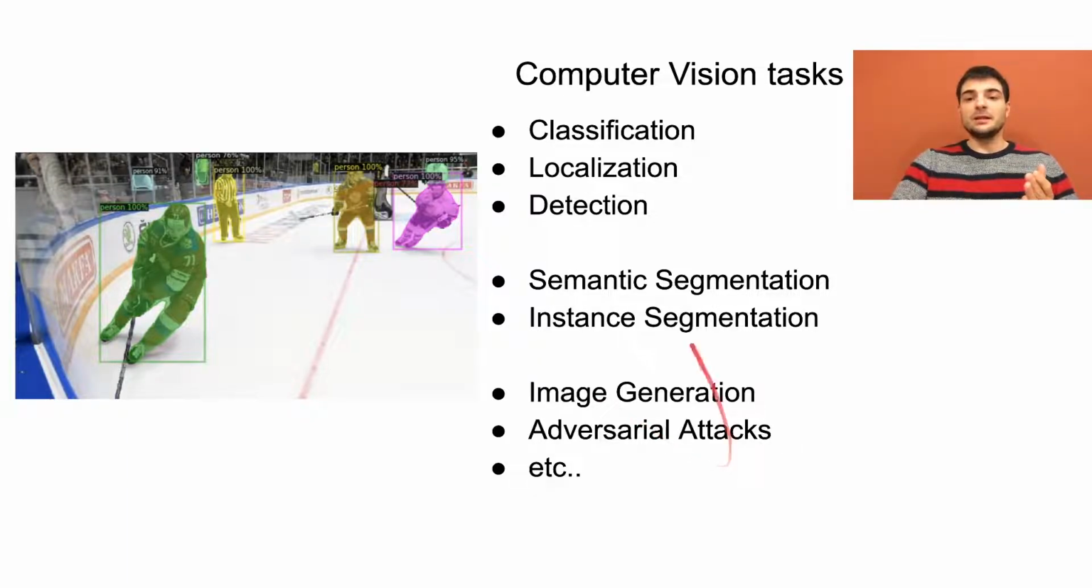Also, there are localization and detection problems. There is a localization problem where we need to localize one person or any other entity, object, thing, person, dog, cat on an image. And detection, where we need to detect several entities of the same type. Also, there are semantic segmentation, instance segmentation, image generation, adversarial attacks, and so on.